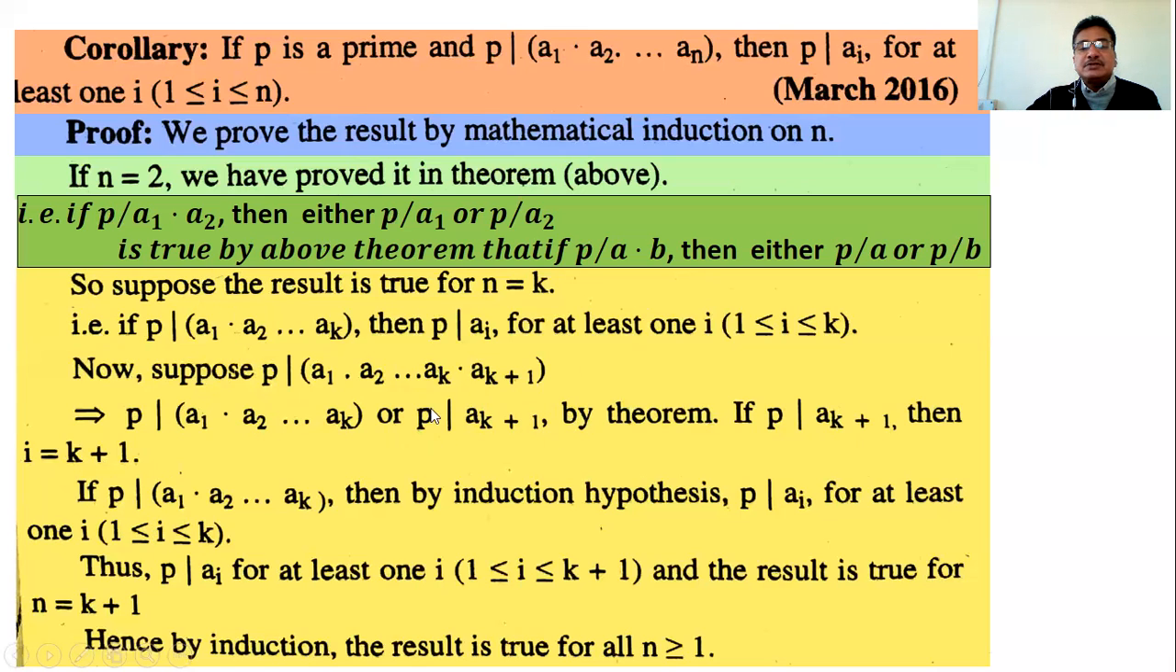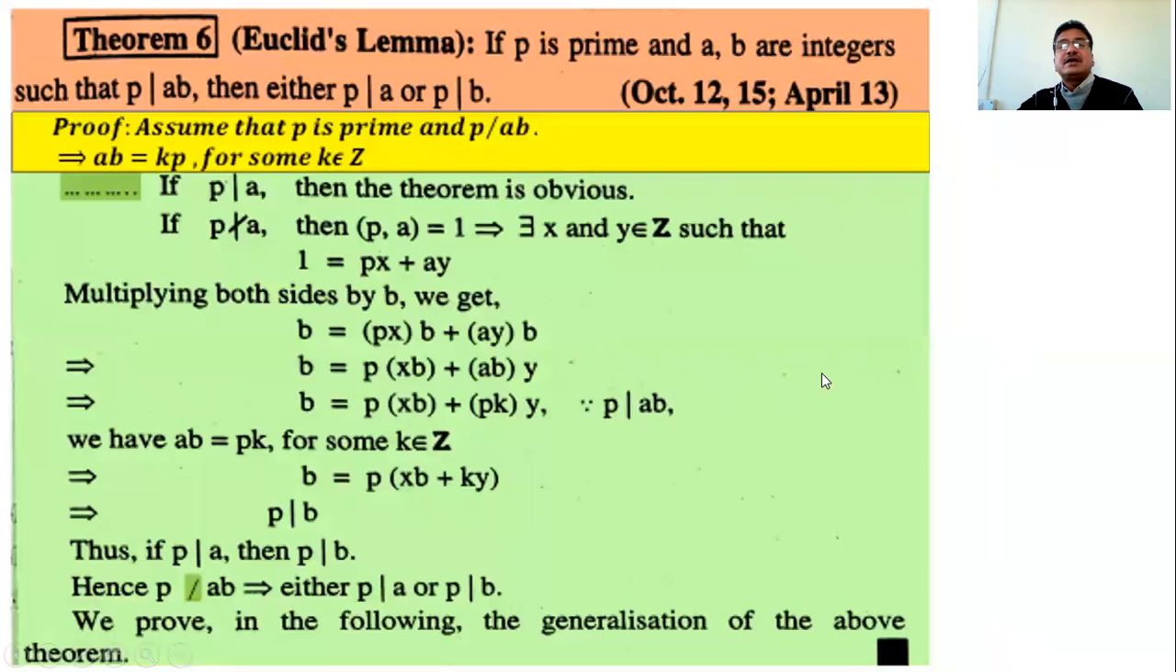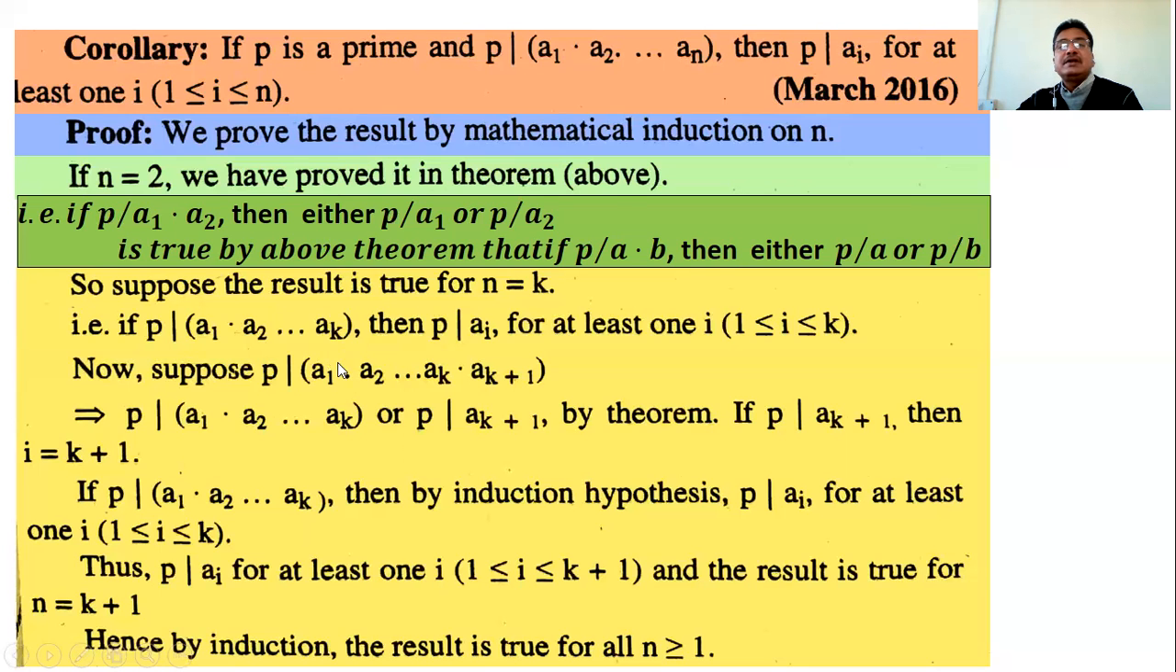But suppose this is not true, that is, suppose p divides a1 a2 ... ak. Then one of them is true, this or this. If this is true, then the theorem is true. If this is true, then by the induction hypothesis, p divides one of them. That means p divides a1 or a2 or ak+1, and the result is true for n equals k plus 1. And so by mathematical induction, the result is true for all natural numbers n greater than or equal to 1. So this is also an important theorem, but the most important is Euclid's lemma.